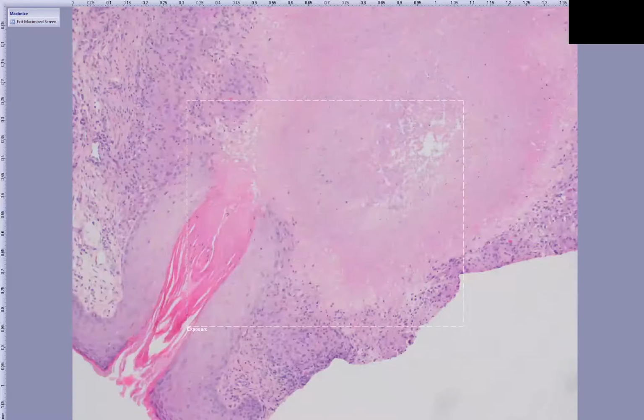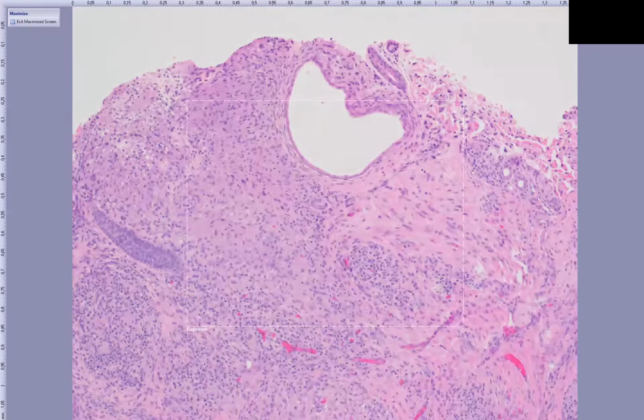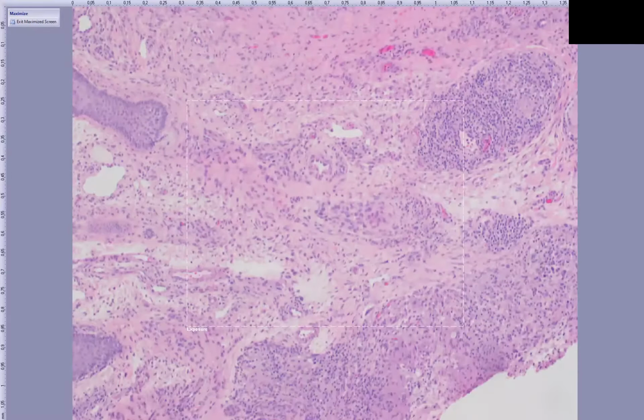So similar to granulomatous rosacea, I like to think of it as kind of more an extreme variant of granulomatous rosacea, where you still have periadnexal, perifollicular granulomatous inflammation, but you have caseation centrally.